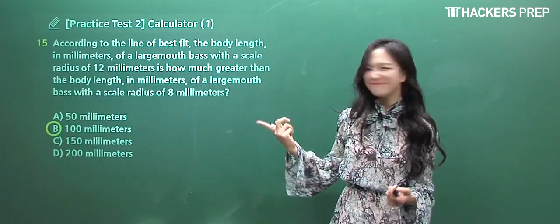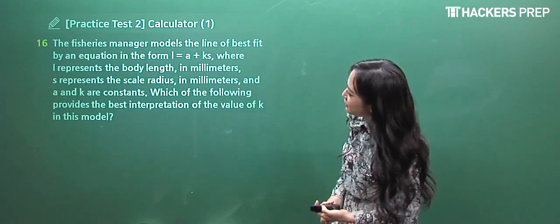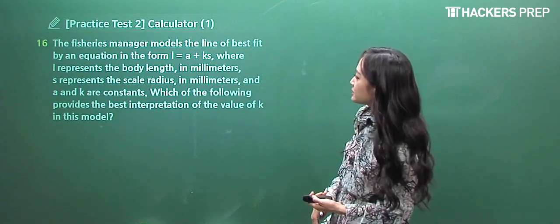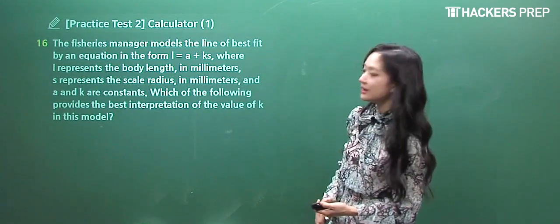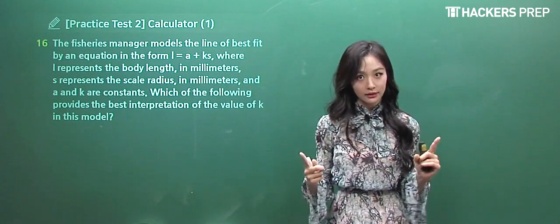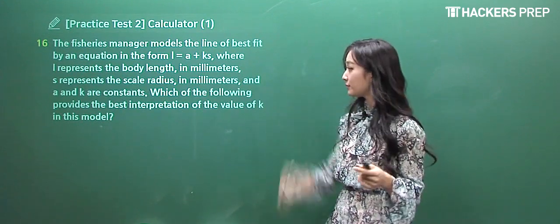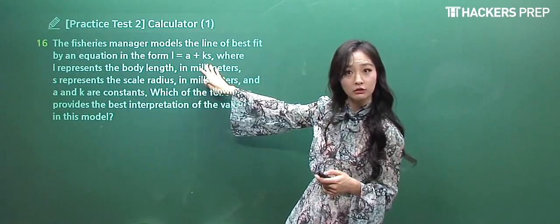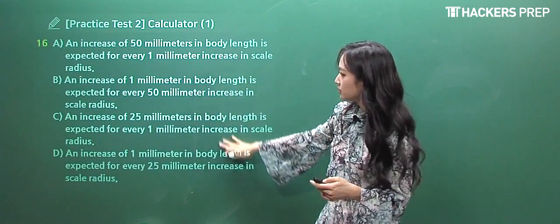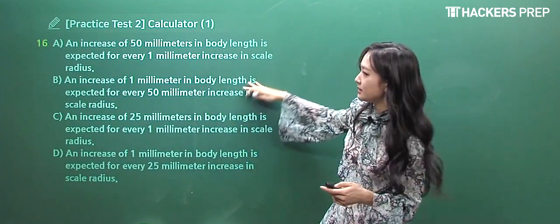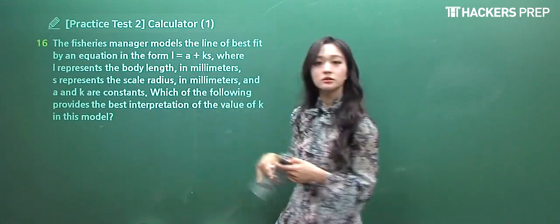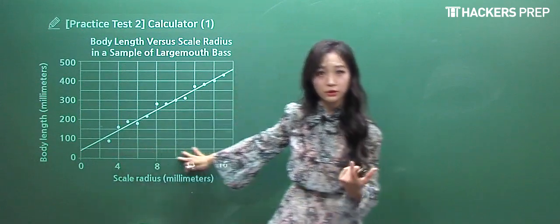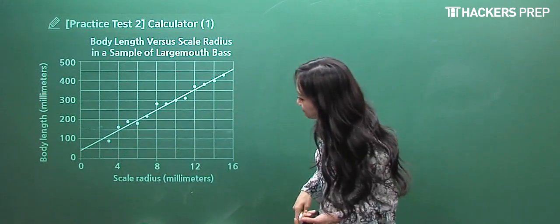100, B. Okay. So number 16, the fisheries manager models the line of best fit by the equation where L represents the body length, S represents the scale radius, and A, K are both constants. So it's a linear representation of the graph we were looking at. Interpretation of K here. Well, that's going to be the slope value, right? So among the answer choices, you have to find a description that talks about the slope here. But when you go back to the graph, I think we do have to find the numerical value that corresponds to the slope. So you have a positive value.